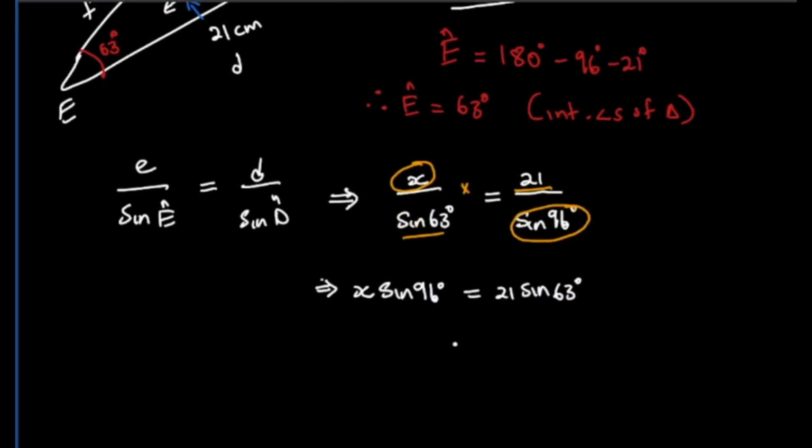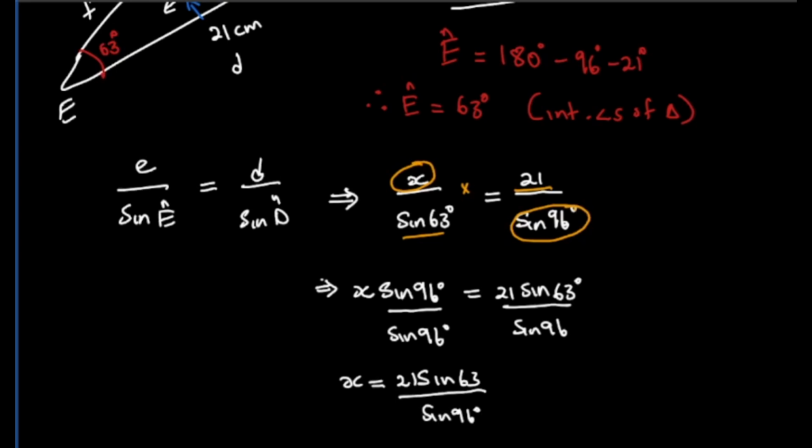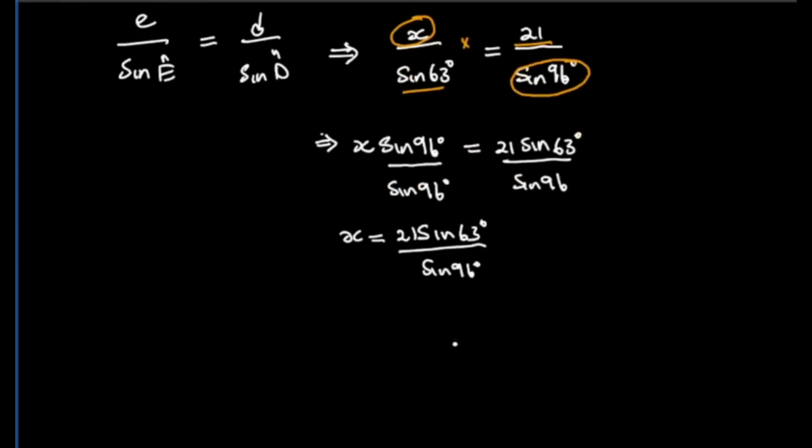Yes. So to isolate x, I can divide both sides by the sine of 96. Therefore, what do you get when you punch that on the calculator? 21 times the sine of 63 divided by the sine of 96 degrees. What do you get when you put that on your calculator? I got 18.81. So x is equal to 18.81 centimeter. So this is x.